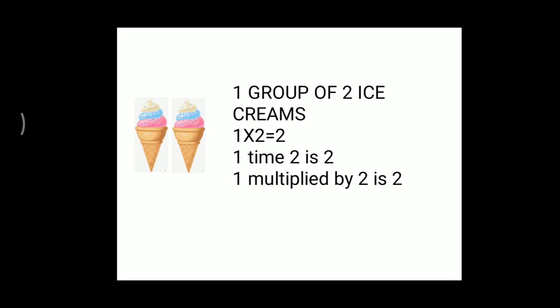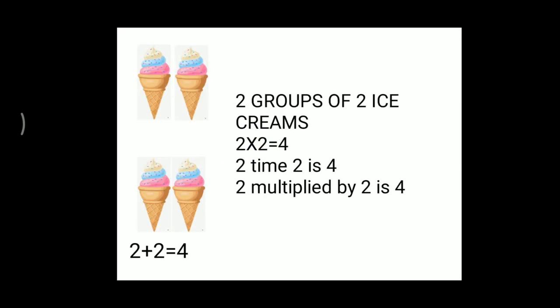Let us understand multiplication with some other examples. Here you can see it is one group of two ice creams. We say 1 times 2 is 2, or 1 multiplied by 2 is 2, and it is written as 1 multiplied by 2 is 2. This is the symbol of multiplication.